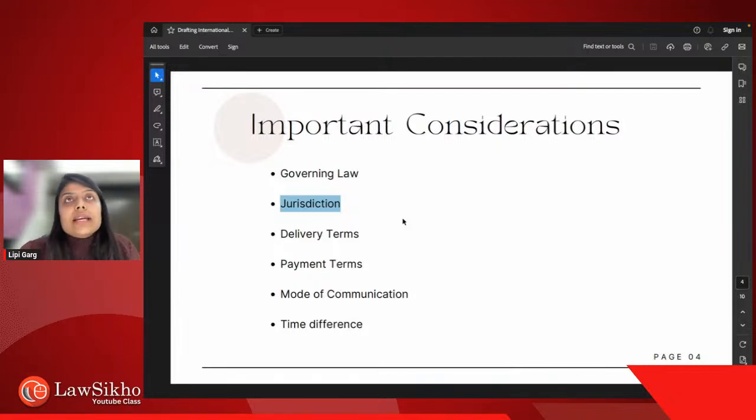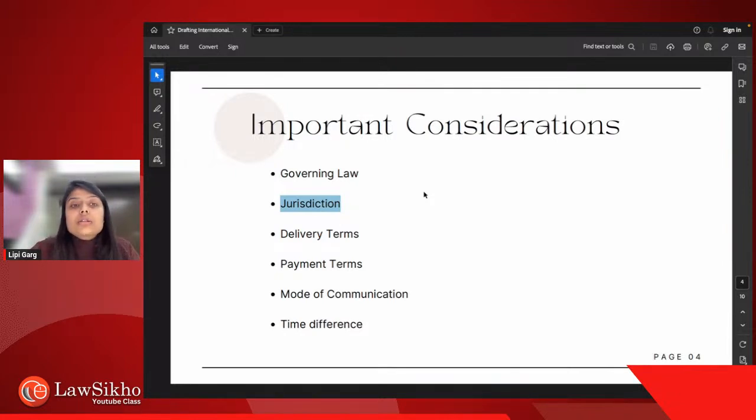Another is lex causae, which is the cause of action. Let's say the cause of action arose in England, then the parties will have to go to English courts, because lex causae is there. So these are the two theories that you can read up on in private international law. If your contract does not specify anything about jurisdiction, then private international law rules are applied.